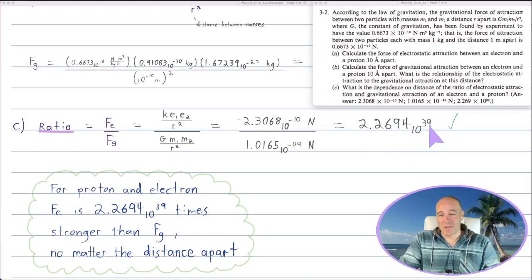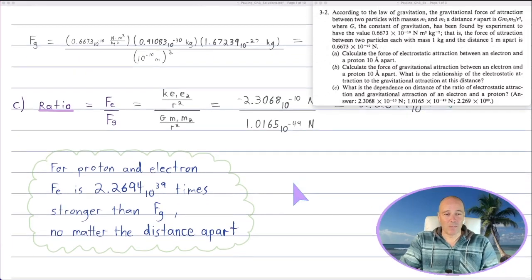2.2694 times 10 to the 39. So for a proton and electron, the electric force is 2.2694 times 10 to the 39 times stronger than the gravitational force, no matter the distance apart.